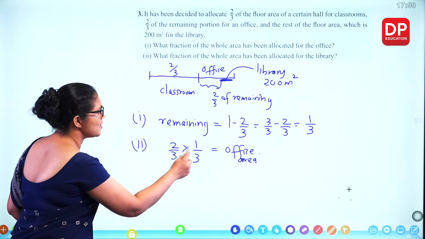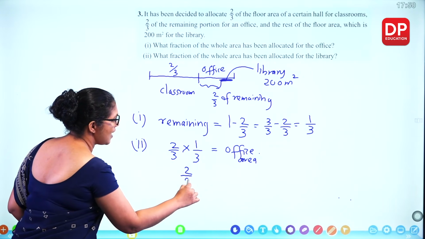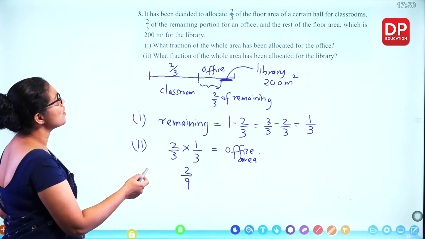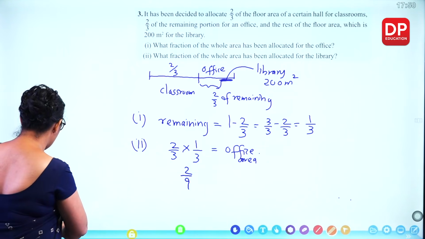So what's the answer for this one? 2 times 1 is 2 and 3 times 3 is 9. So what's the office area as a fraction? It's 2/9. We'll see the next part of this question.